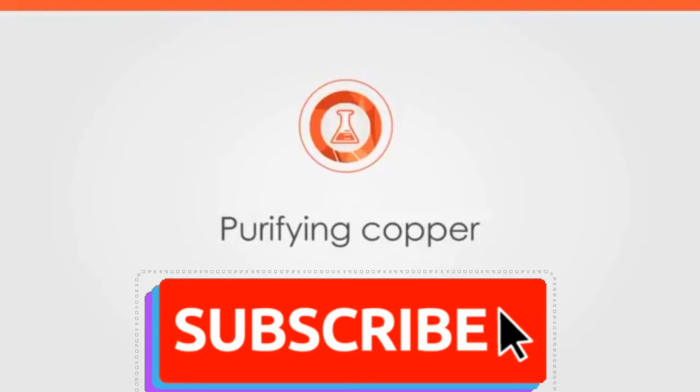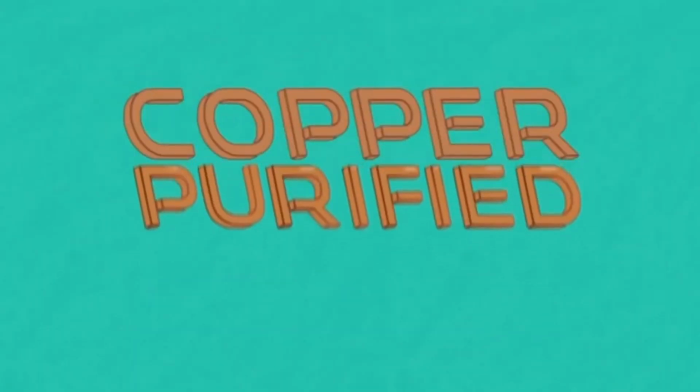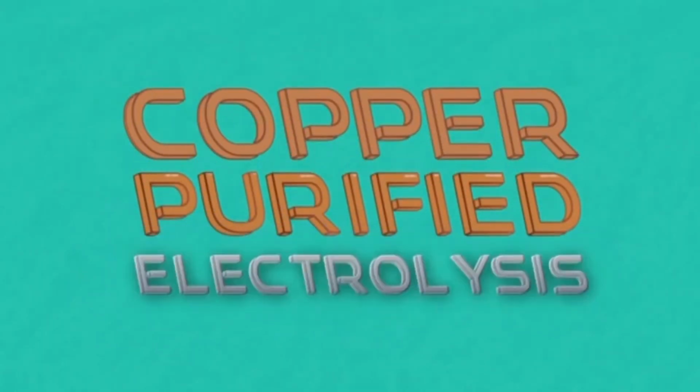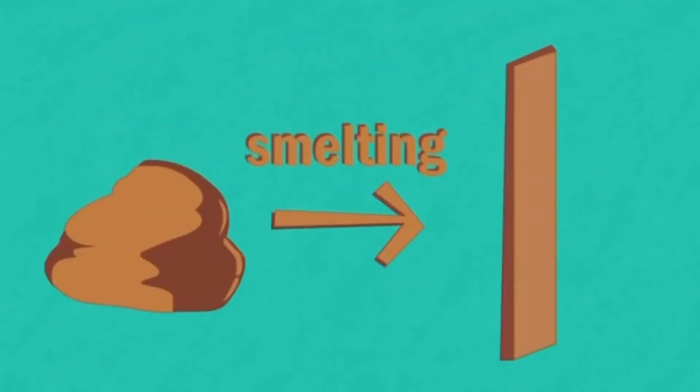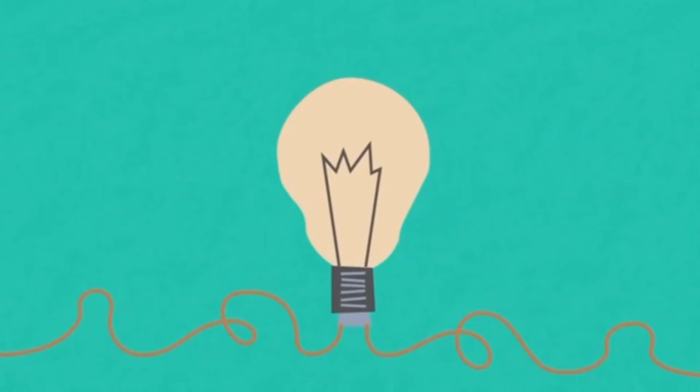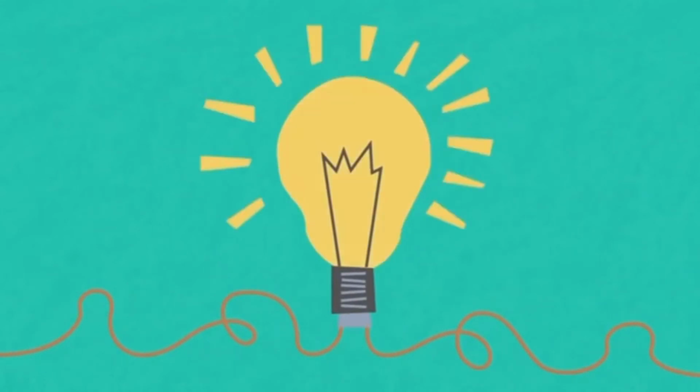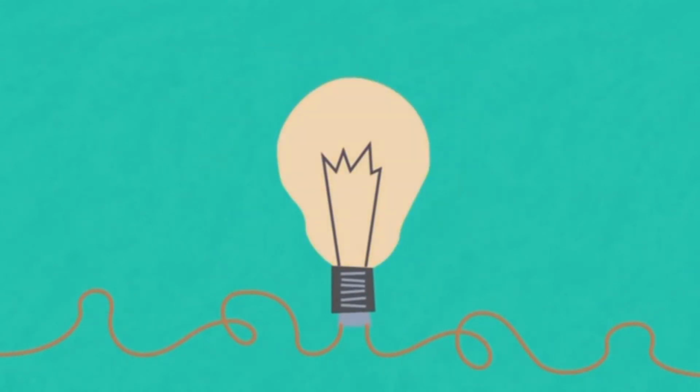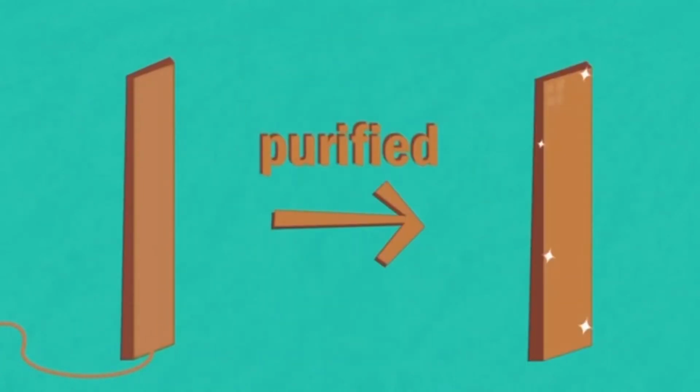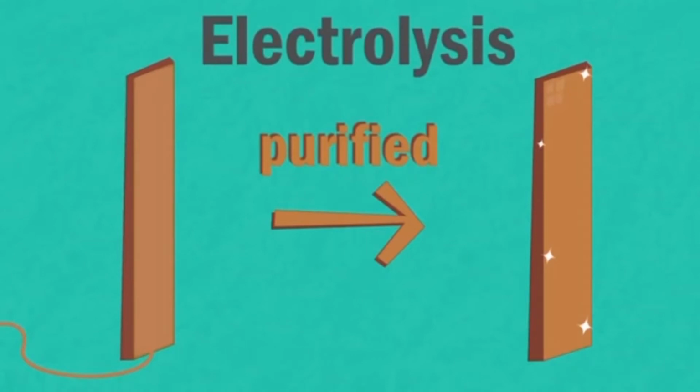In this video, we are going to learn how copper is purified using electrolysis. Copper metal is extracted from its ore by smelting, but it is not pure enough to be used as an electrical conductor. As a result, it needs to be purified using a process called electrolysis.